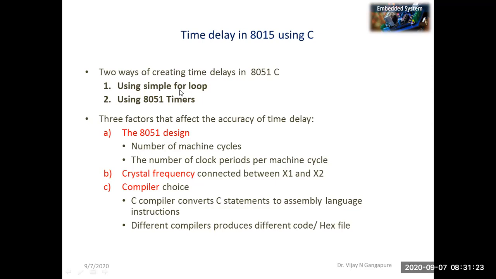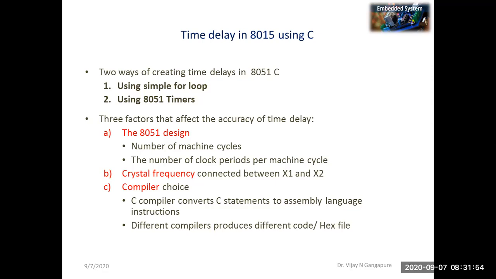So there are two ways of creating time delays in 8051 C programming. The first one is using a simple for loop, and the second one is using 8051 timers. There are timer 0 and timer 1, and we can employ timer 0 or timer 1 in timer mode to generate precise delays. So these are the two ways of creating time delays.